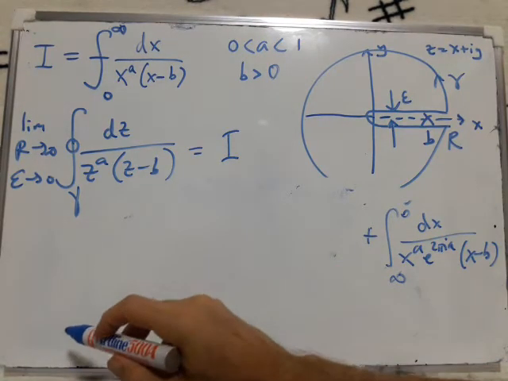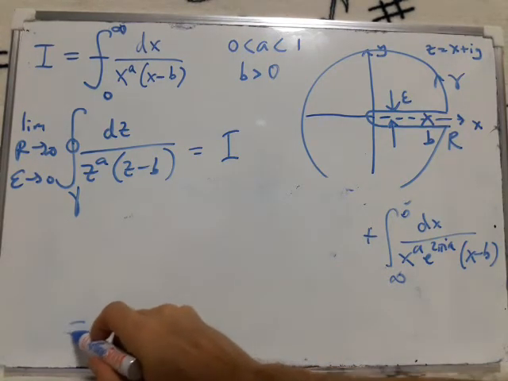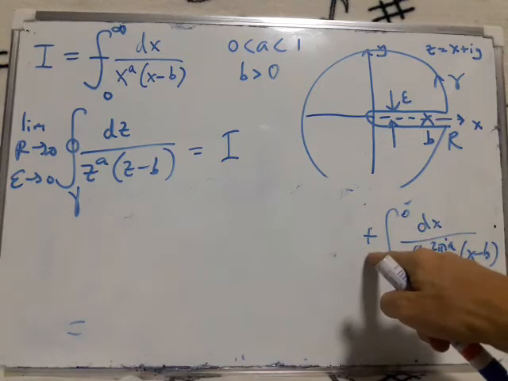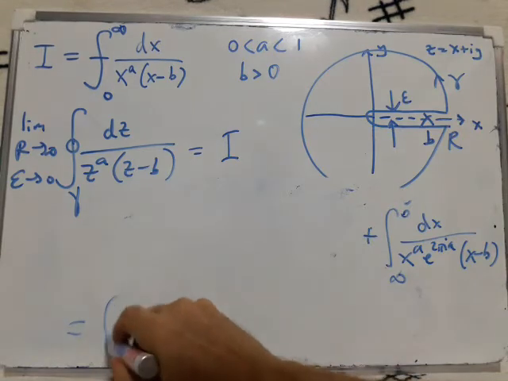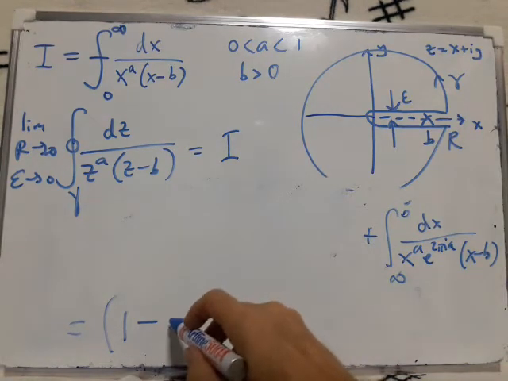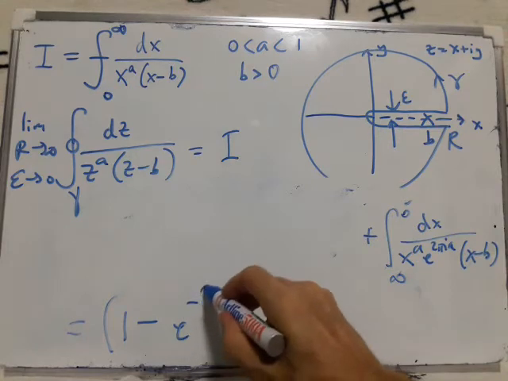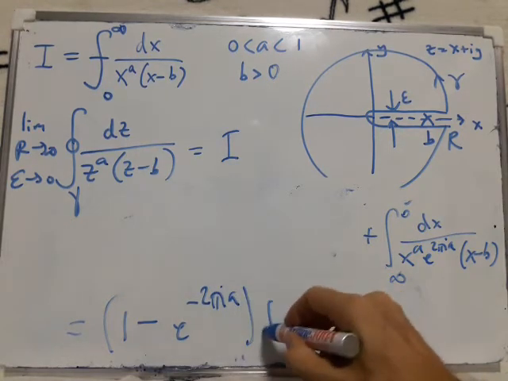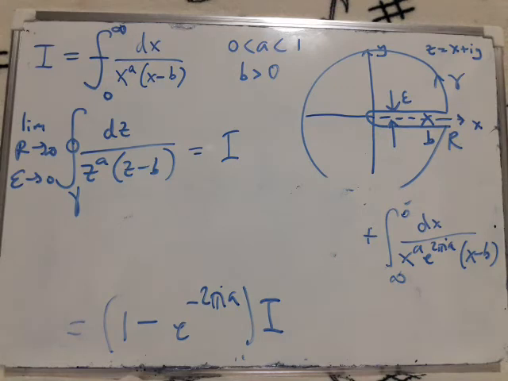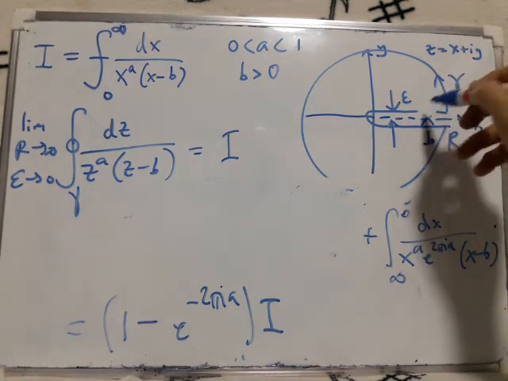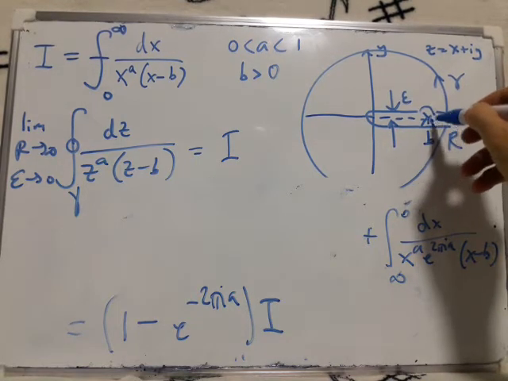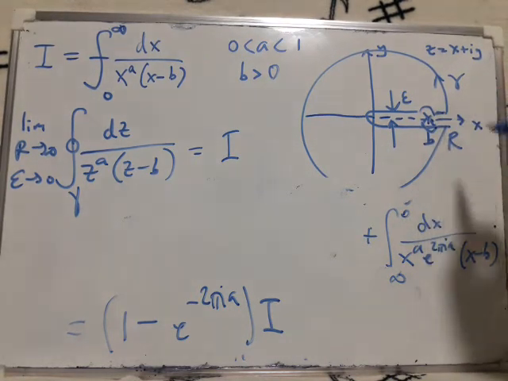So what we're left with is these two integrals. So swap the limits and get a minus sign. We end up with 1 minus e to the minus 2 pi i a times I. And the only pole we have is at x equals b. So, sorry, I forgot to indent this, of course. This needs to be an indent around the pole, both sides.